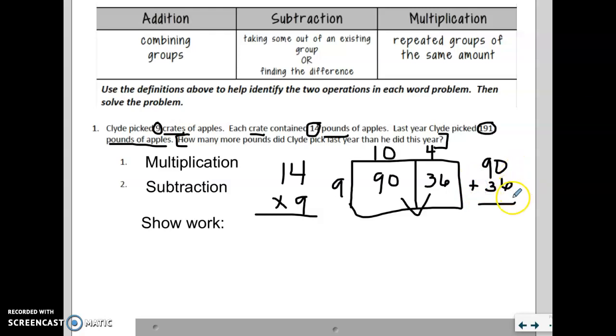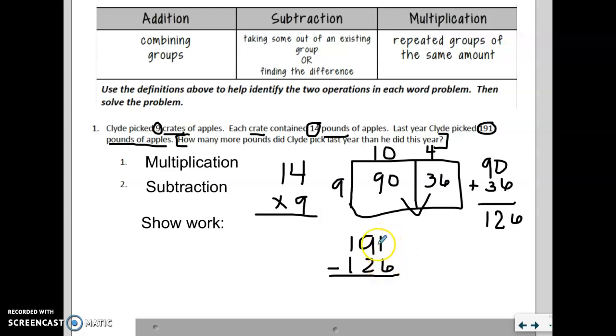Okay, and so 0 plus 6 is 6, and 9 plus 3 is 12. So I see that he had 126 pounds of apples. Last year, Clyde picked 191. So he picked more last year. So I want to find the difference then to get my final answer. So I'm going to take my 191, and I'm going to subtract what he did this year, 126. So go ahead and write this problem down, and then you can solve it.